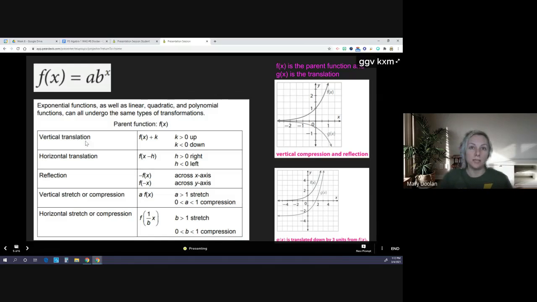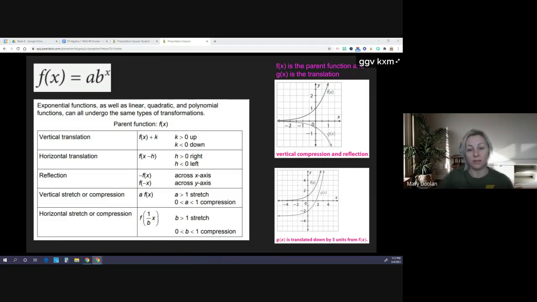You can translate it. There are two types of translations. And when I talk about types of transformations, this may be something that was or was not covered in 8th grade, depending on where you were with the content you were learning. In 8th grade, you do learn about some transformations.